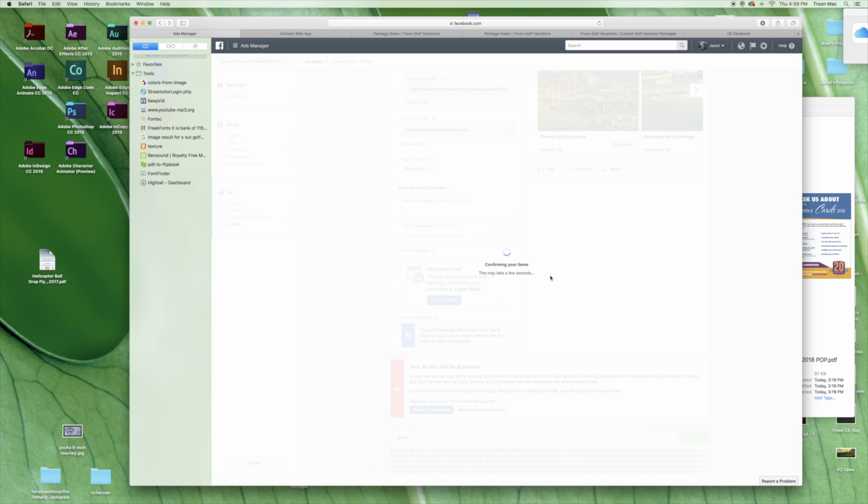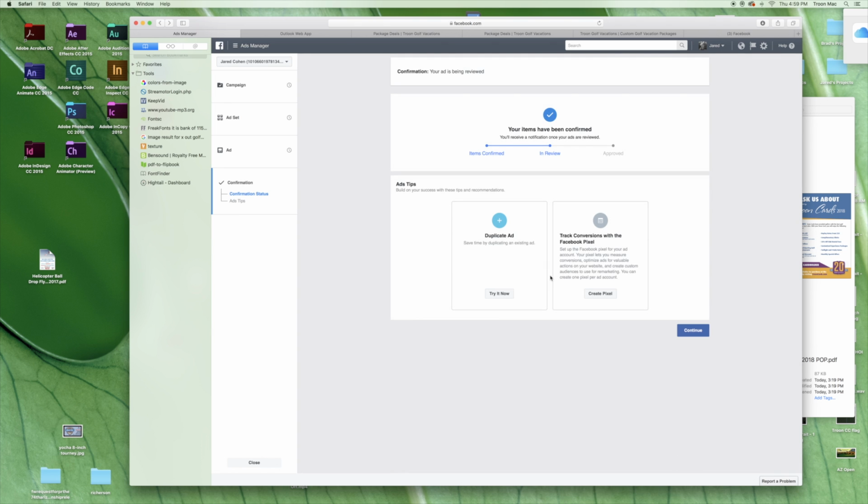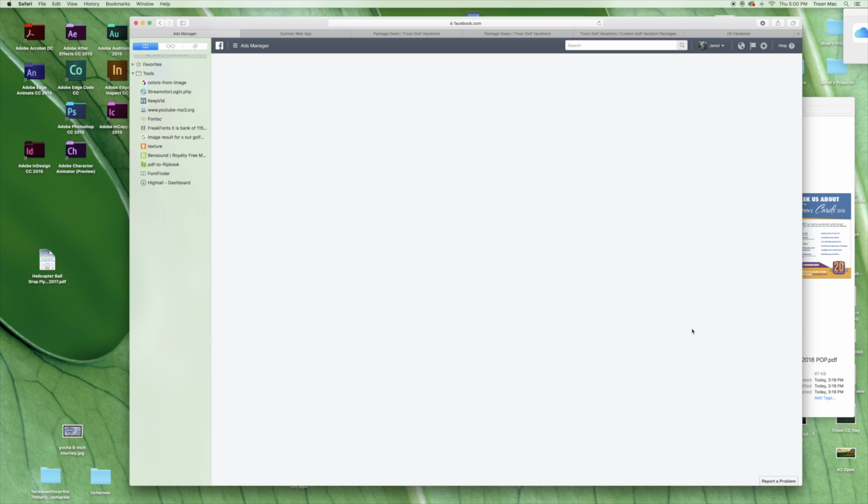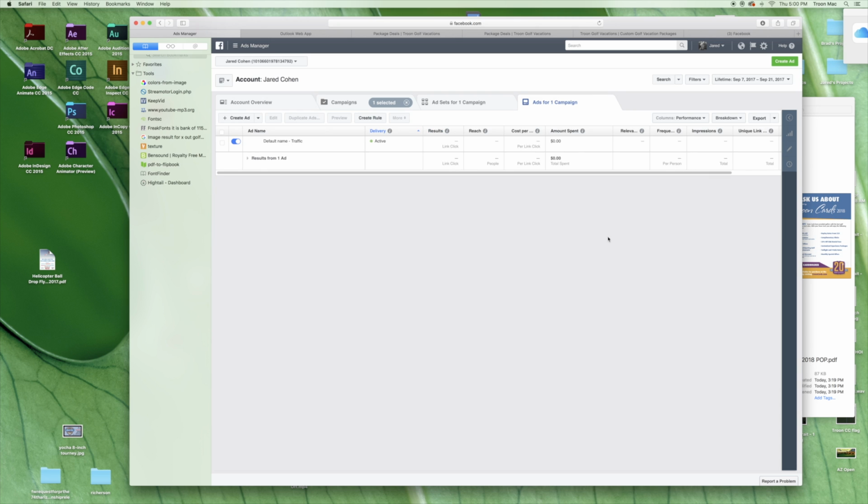This is where if you don't have a credit card on file, it will ask you to put in that information. I already have mine in, so it's not going to ask me here. And then it'll say your items have been confirmed. You'll receive a notification after your ads are reviewed. So it's in review right now. It does give you the option to duplicate an ad, to run it. Maybe if you want to target a different audience with the same ad, you can do that. Or if you want to schedule the same ad to run at a different time, you can do that as well. And here again is an option to set up the Facebook pixel, which is definitely recommended, but I'm not going to talk through that today. And then when you're done, hit continue, and you're all set.